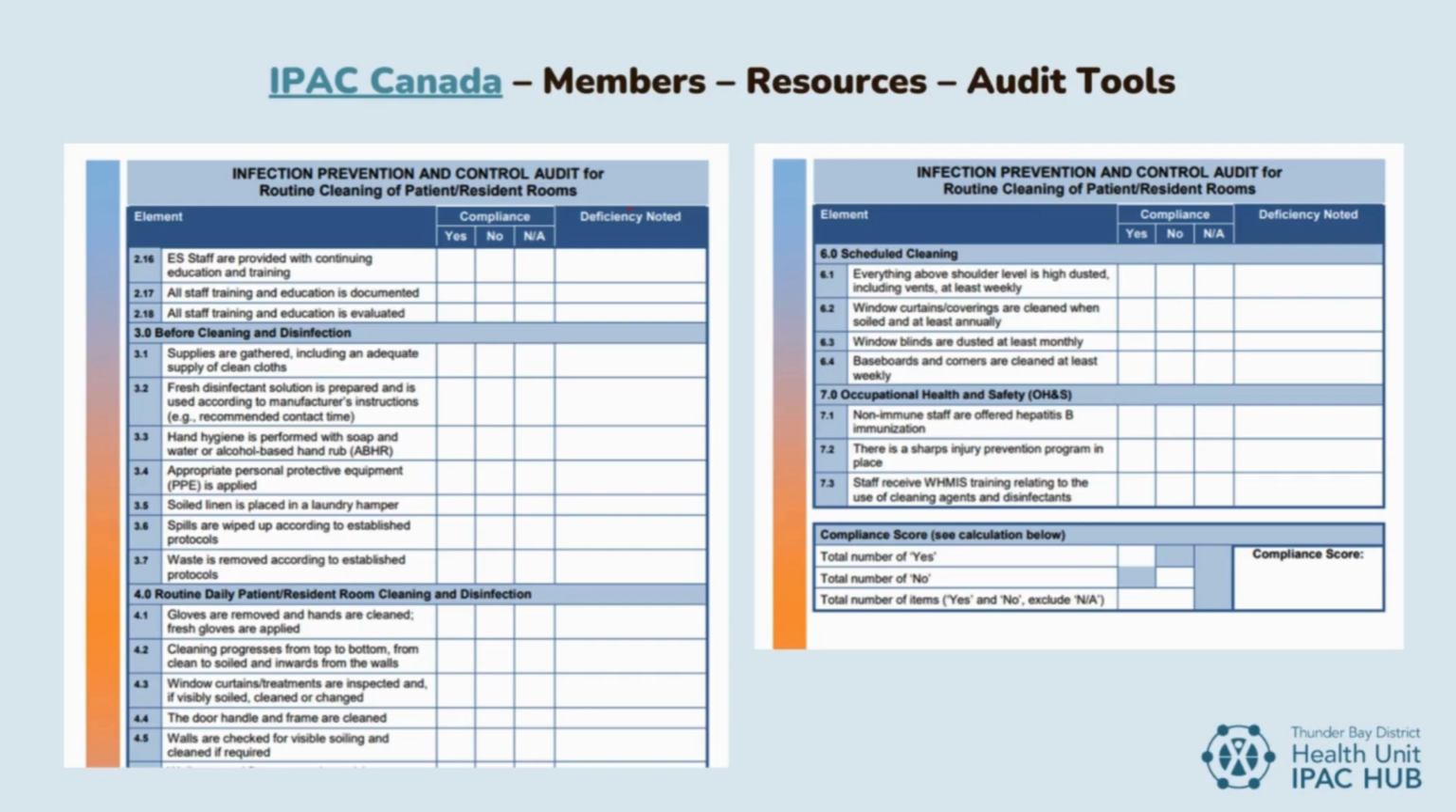These are some snapshots of some of the observation and audit tools that IPAC Canada has available if you are a member. It is broken down into sections, so you may be only auditing or observing areas of this chart rather than the whole document each time. It can be found on their IPAC website under Resources and Auditing Tools if you are a member.